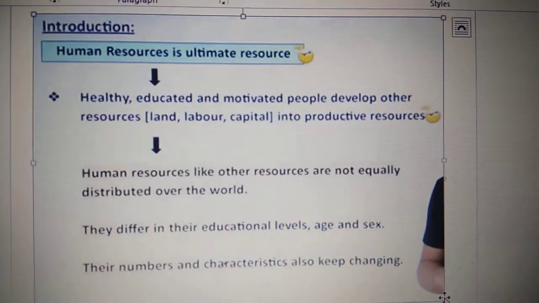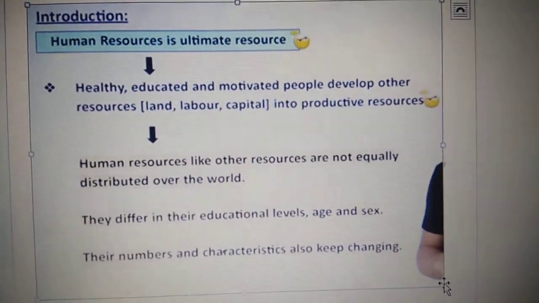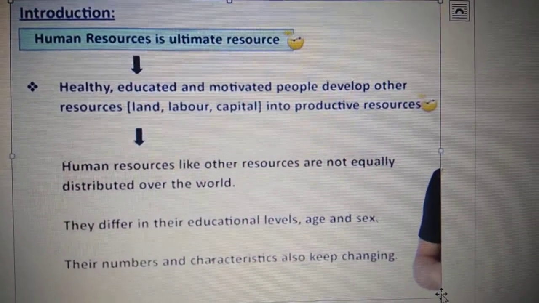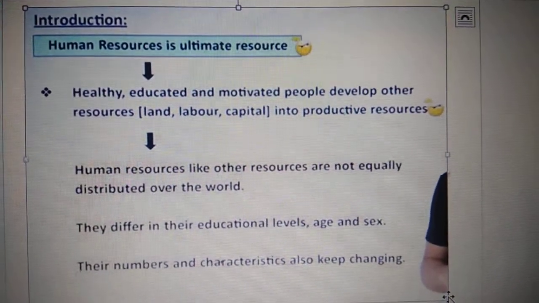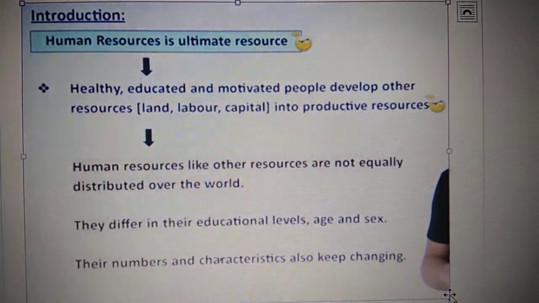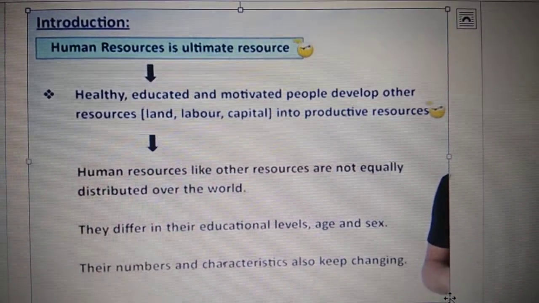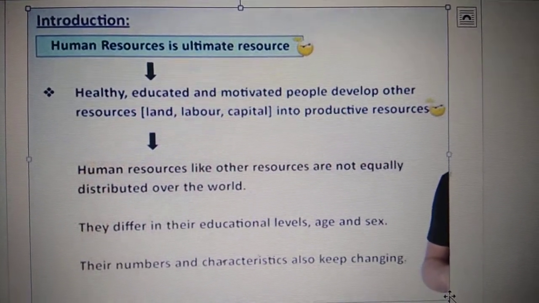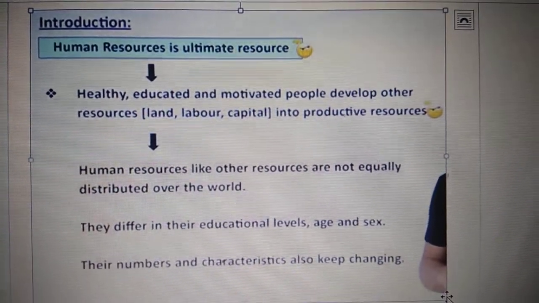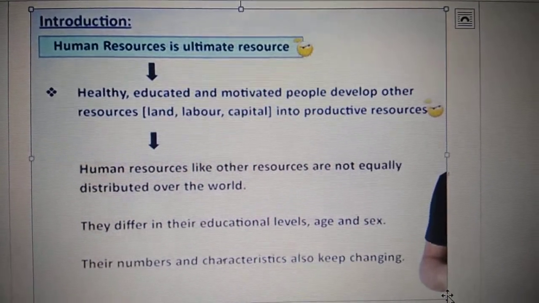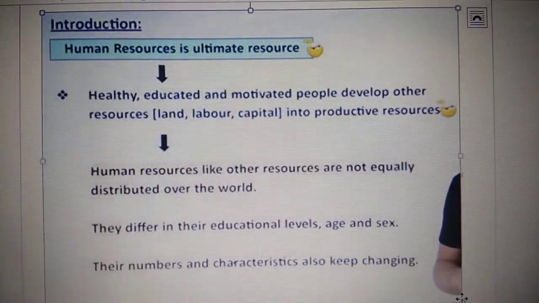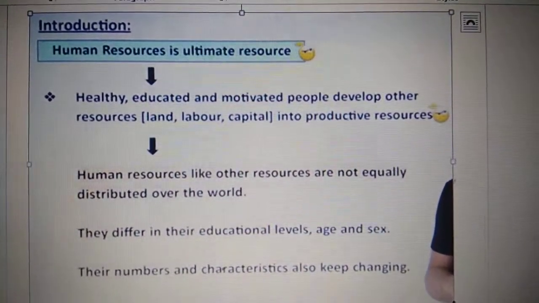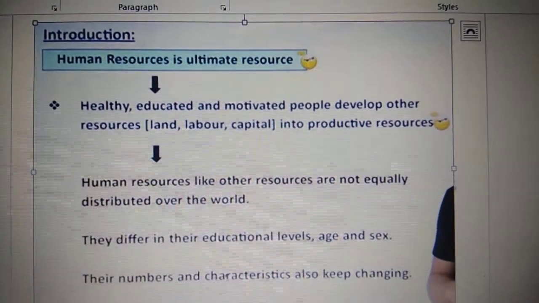Children, let us see the first topic of your lesson. What is human resource? Now we have already learned about it in the first chapter, that human resources are the ultimate resource because they have the skill, the ability, the ideas for invention, the knowledge, use of technology to create newer resources. Now, let me ask you a question. What makes a nation great?